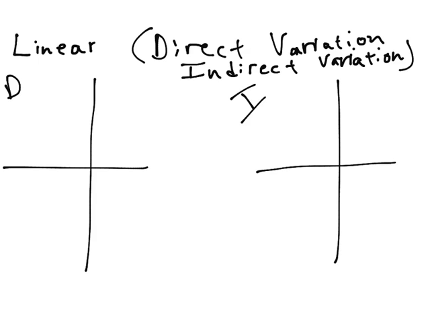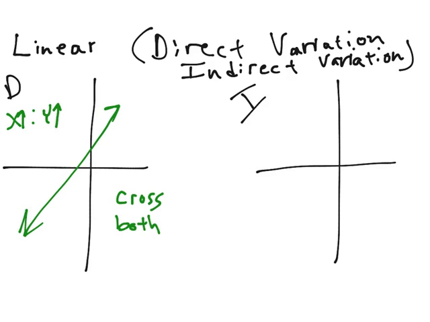Let's see. Direct. Direct variation just means this thing is going to go upward, and basically it can be stated when x increases, y is going to increase. And it's going to be a linear or straight line. Okay? It will cross both axes. Okay? It'll cross both of the axes.